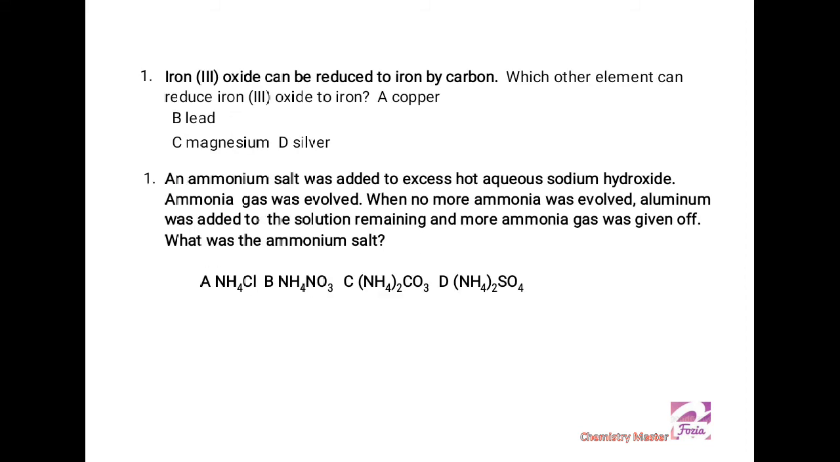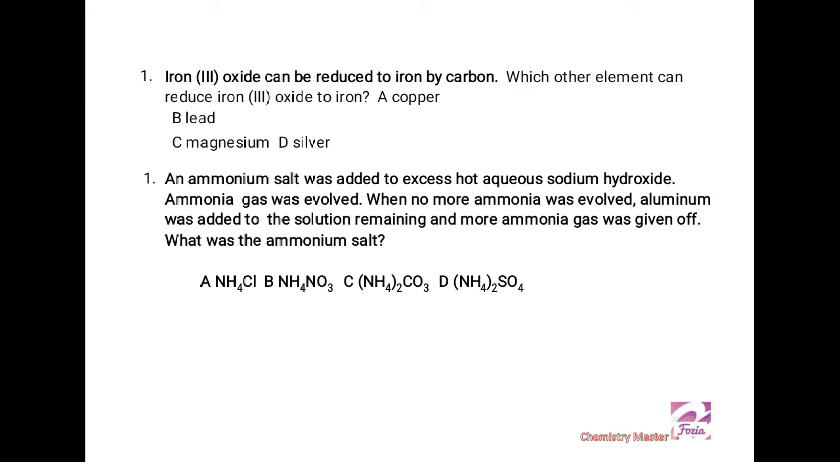Now another very tricky MCQ. Iron trioxide can be reduced to iron by carbon. Which other elements can reduce iron oxide to iron? Again, I remind you that whenever we talk about the reactivity of metals, the answer is in the reactivity series. Now you have to see what the positions of these metals are in the reactivity series.